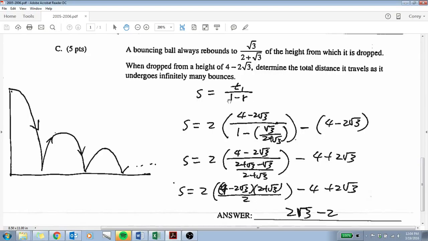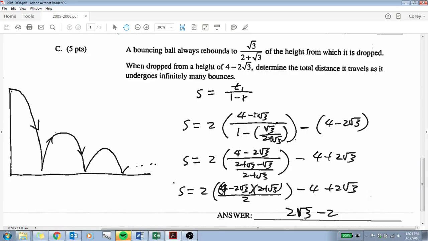It's going to help if I draw a picture to fully understand what is happening. So over here you see a picture where I'm starting at 4 − 2√3. It's going to come down, hit the ground, bounce back up, go back down. It's going to keep decreasing in height each time. So T1 is where it's starting. So T1 is going to be the height of 4 − 2√3. And then your common ratio is the fraction of the height that it's keeping. So √3/(2+√3) is your common ratio.